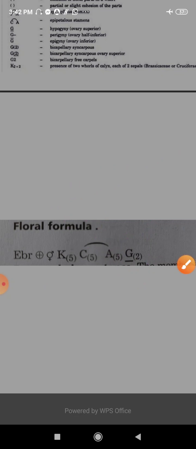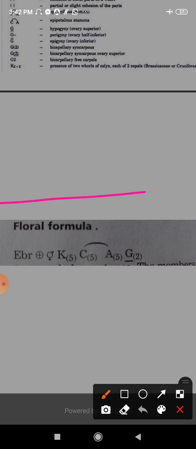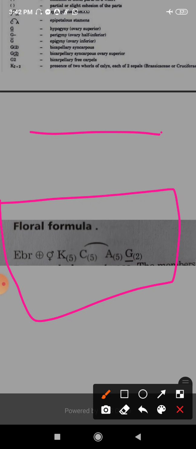So with this simple floral formula, you will be able to explain the whole flower. Even now, when you learn how to write the floral formula, and when you get to read a floral formula, by just reading the floral formula you will be able to explain about the flower to any person who may ask you, right?